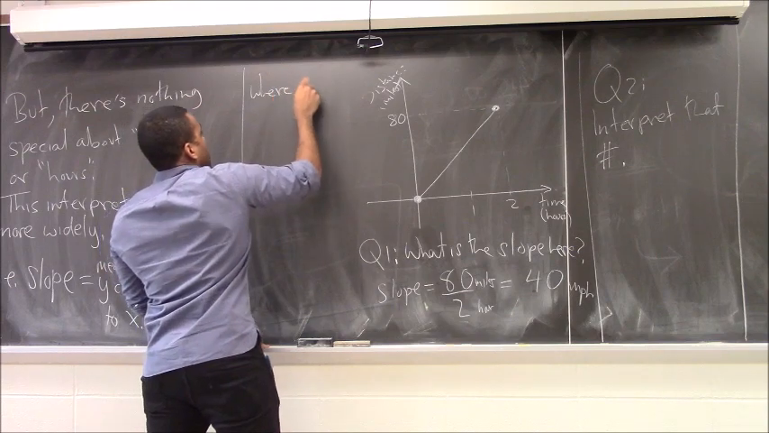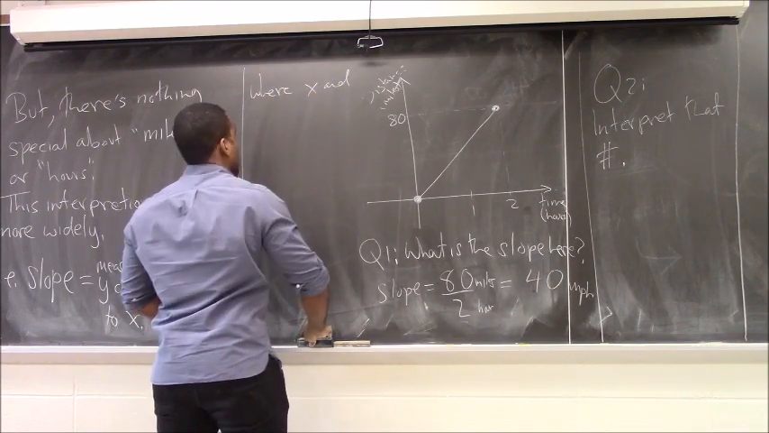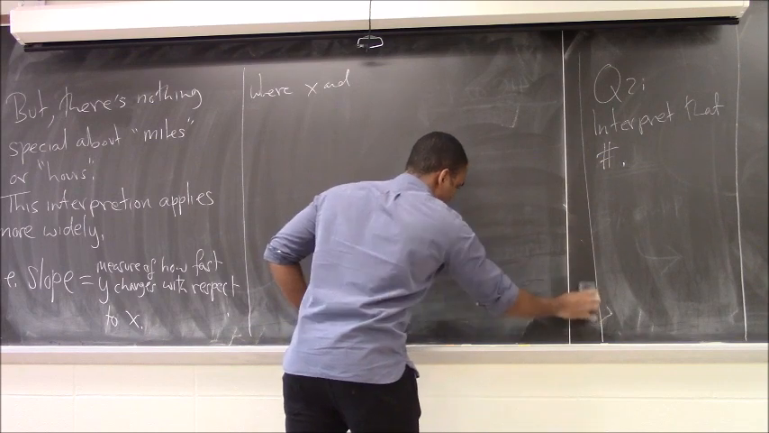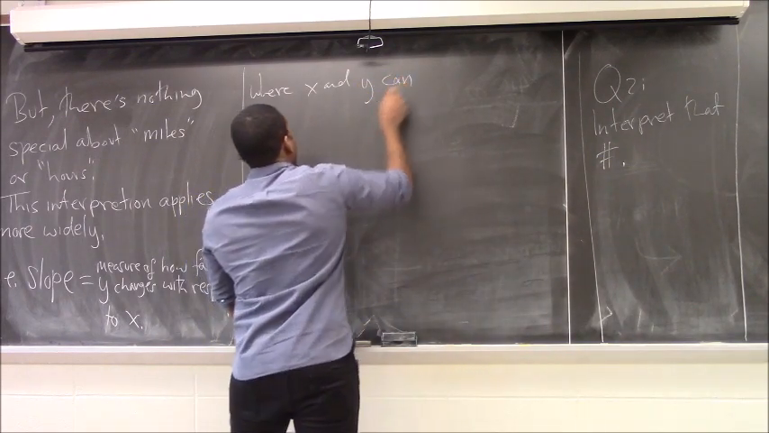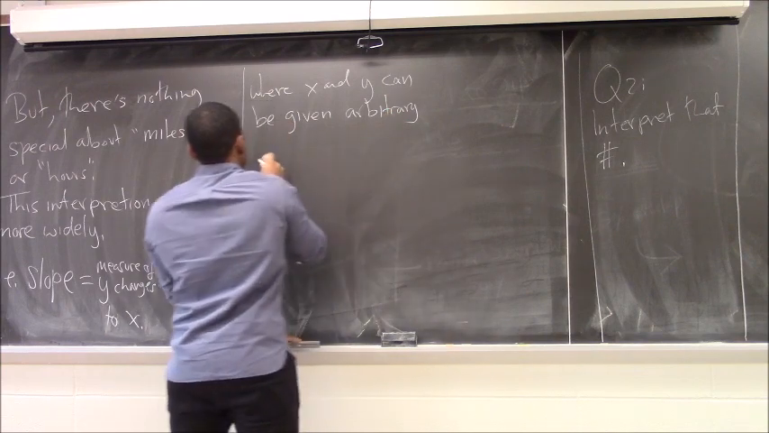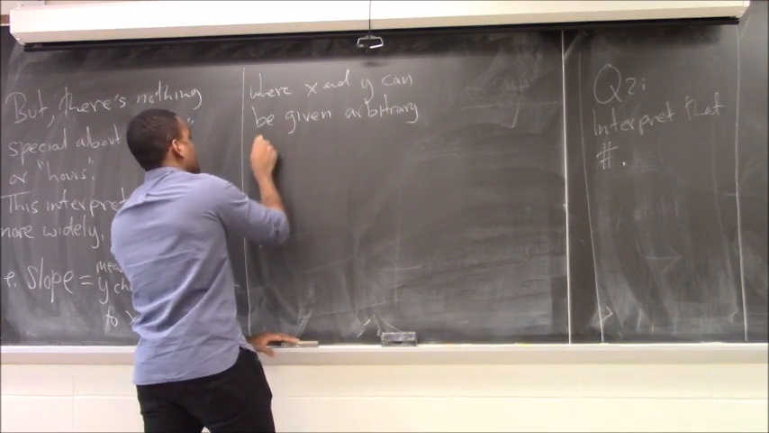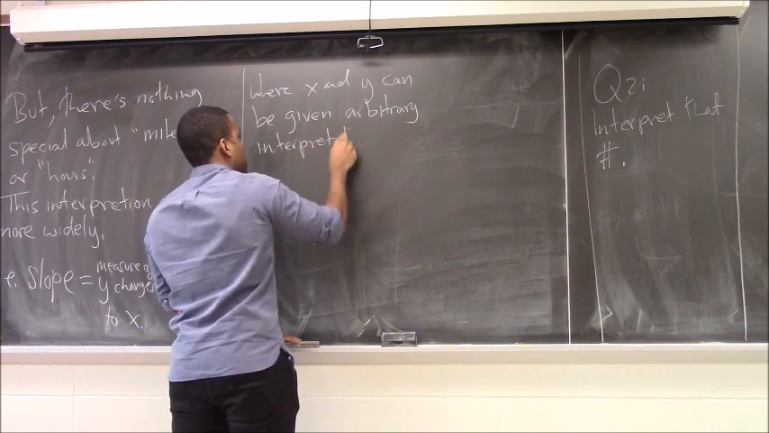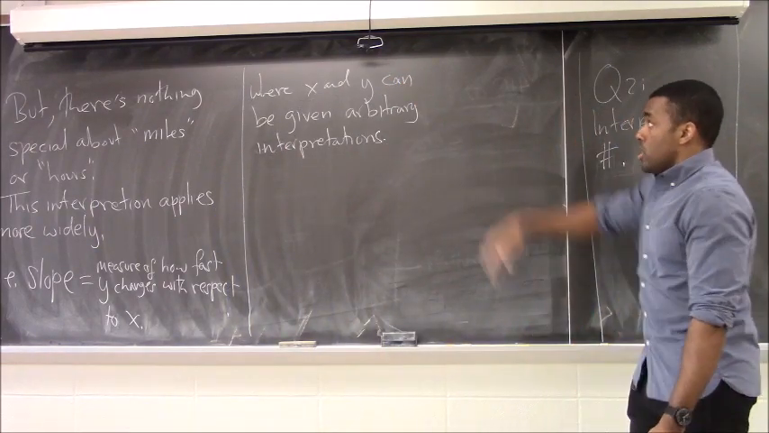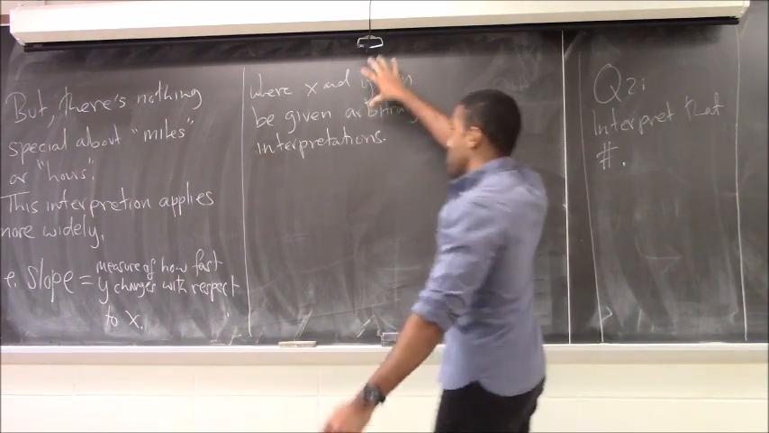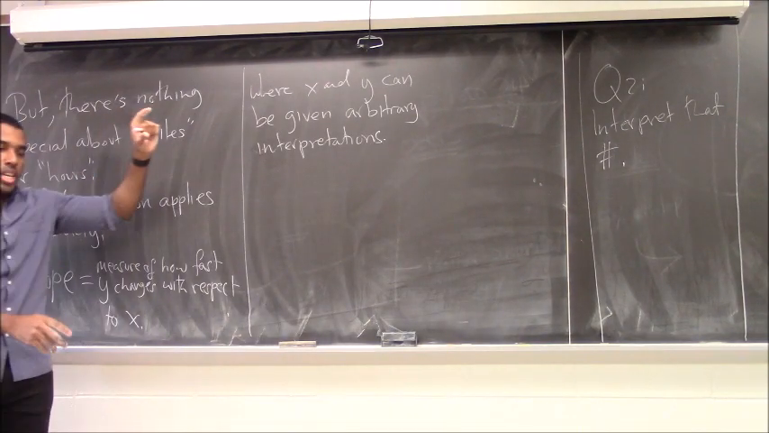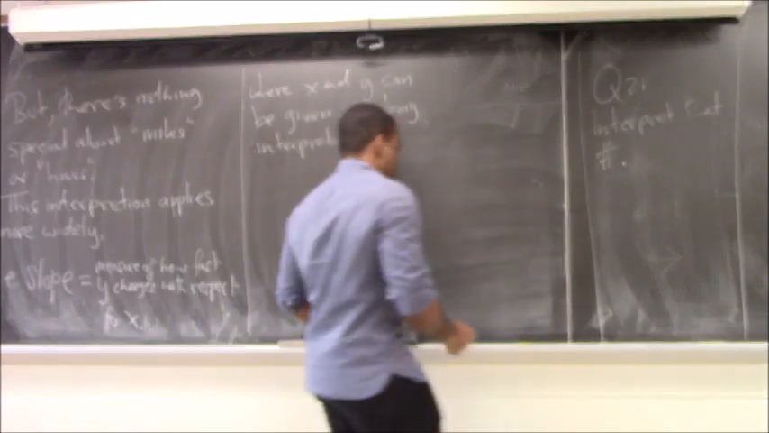So in here I interpreted the y as a distance and the x as a time, but there's nothing particularly special about that interpretation. Where x and y can be given arbitrary interpretations. In other words, I didn't have to choose distance and time. I could have chosen number of products sold over time. I could have chosen number of products and price. I could have chosen any two variables. And how you'd interpret the slope is how one is changing versus the other, how fast one is changing versus the other.